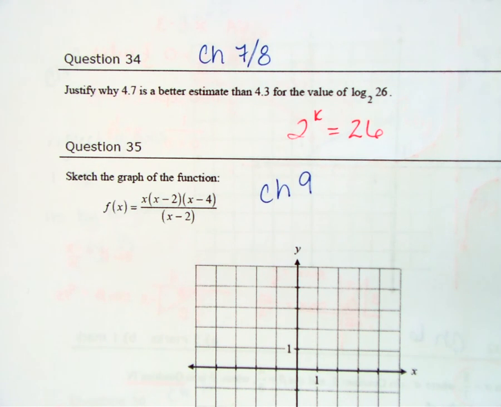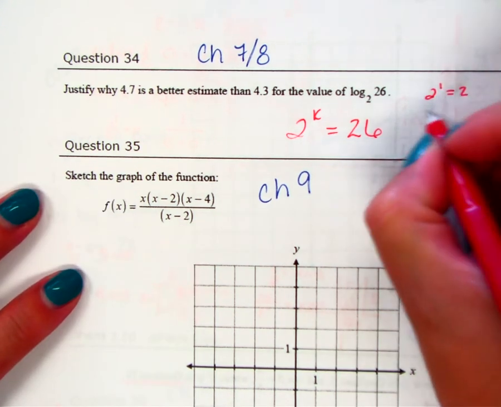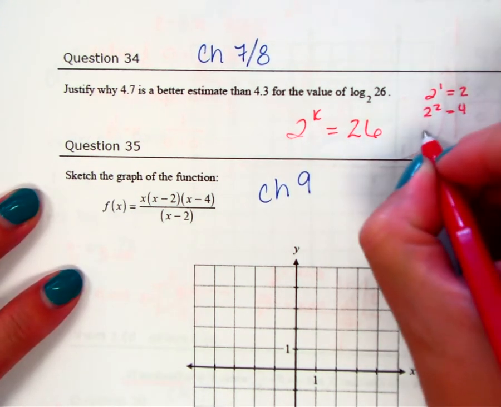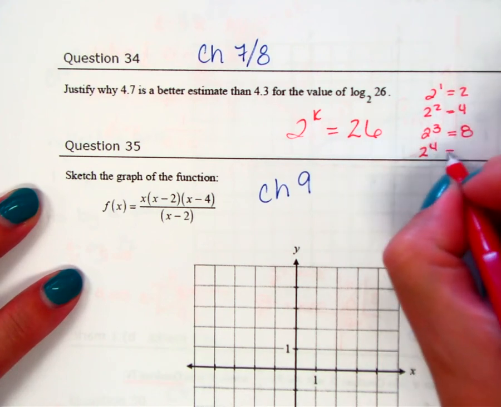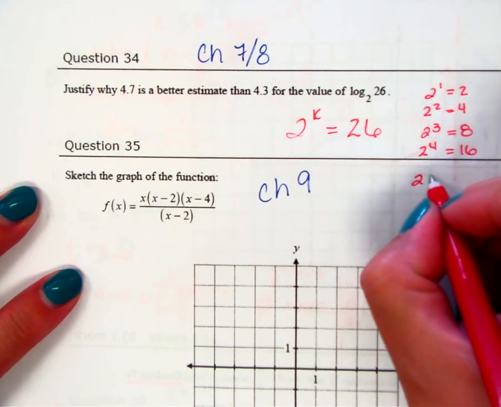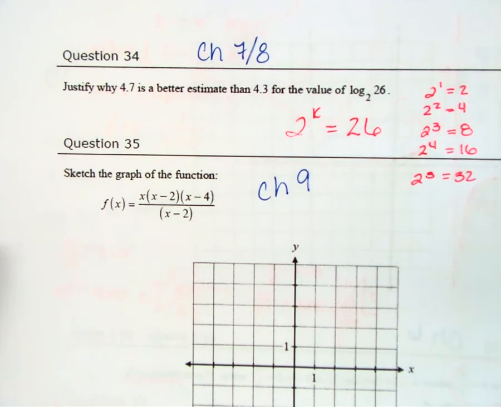They're either 32 or 16. 2 to the exponent 1 is 2, 2 to the exponent 2 is 4, 2 to the exponent 3 is 8, 2 to the exponent 4 is 16, 2 to the exponent 5 is 32, right? So is 26 closer to 16 or 32? Is it going to be closer to 5 or closer to 4?